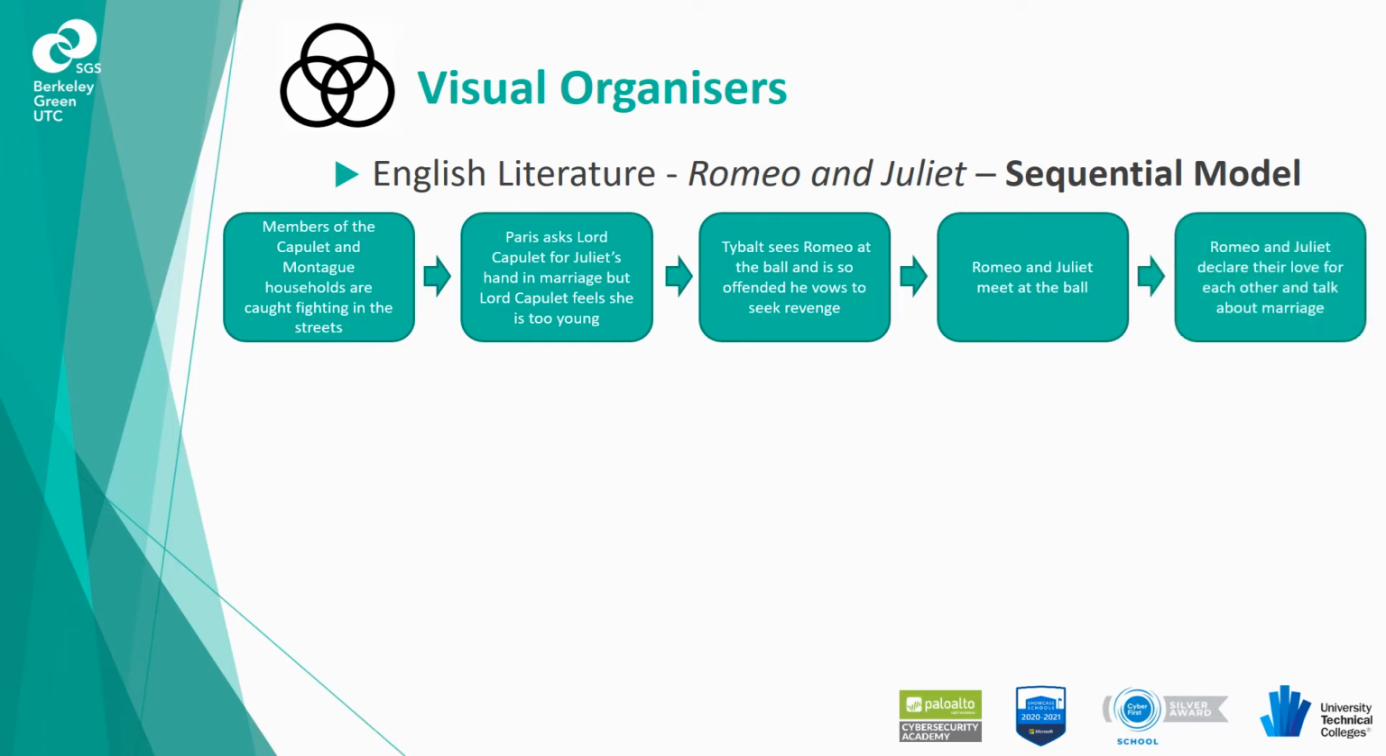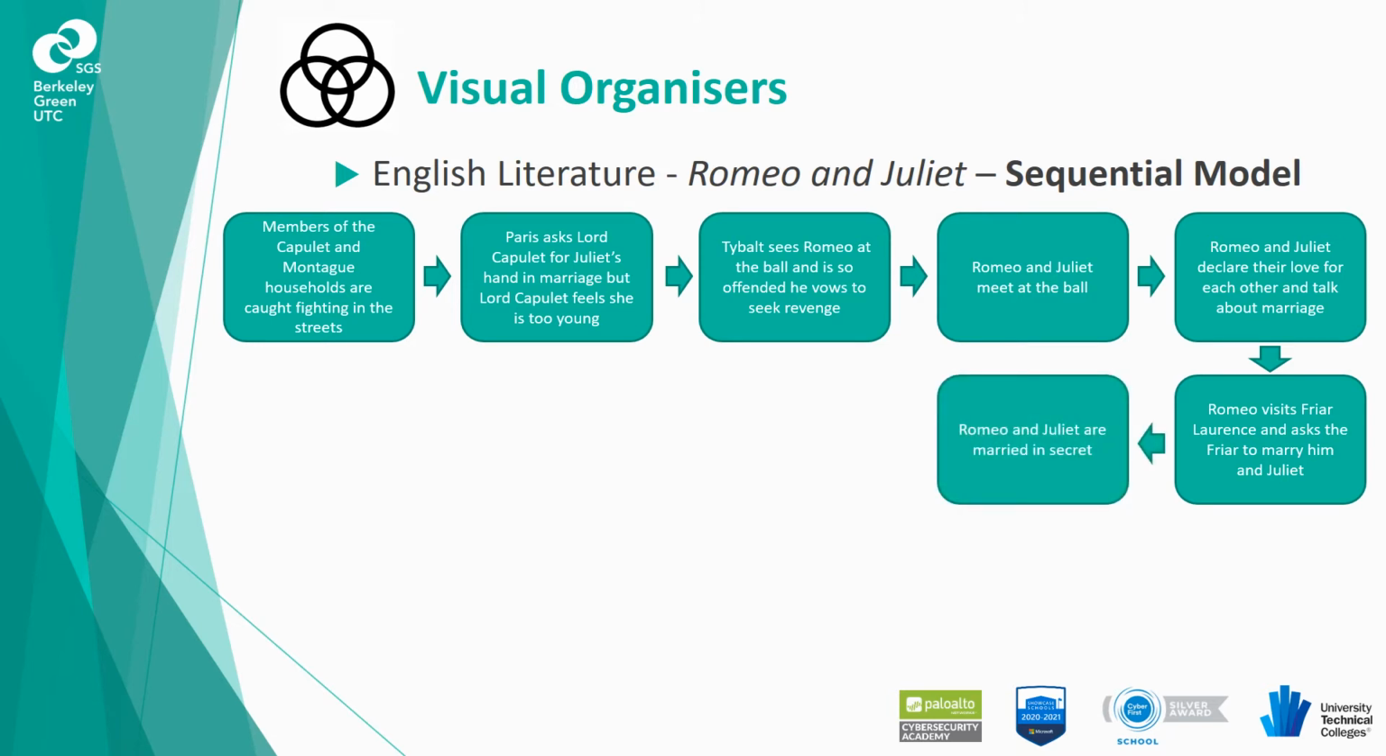Romeo and Juliet declare their love for each other and talk about marriage. So these, as you can see as I'm going through, are just different steps in the sequence. So thinking about the sequence of what happens within this story: Romeo visits Friar Lawrence and asks the friar to marry him and Juliet. Romeo and Juliet are married in secret.